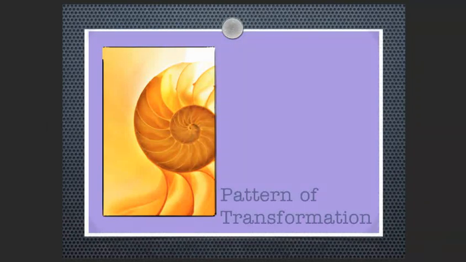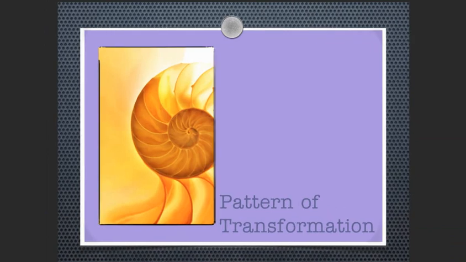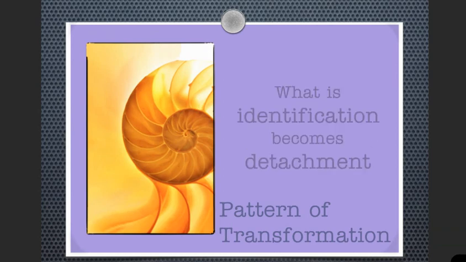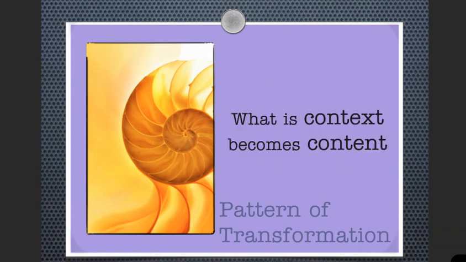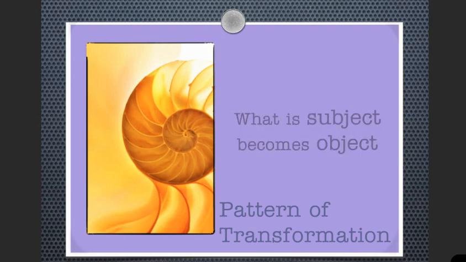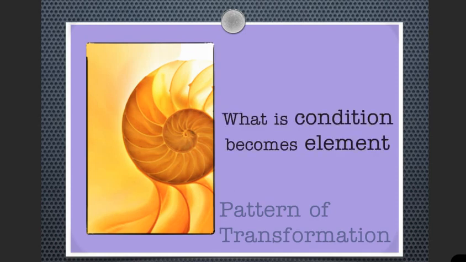This process can be stated in many ways, each of which tells us something very important about the pattern or nature of development, evolution, and transcendence. What is whole becomes part. What is identification becomes detachment. What is context becomes content. What is ground becomes figure. What is subject becomes object. What is condition becomes element.